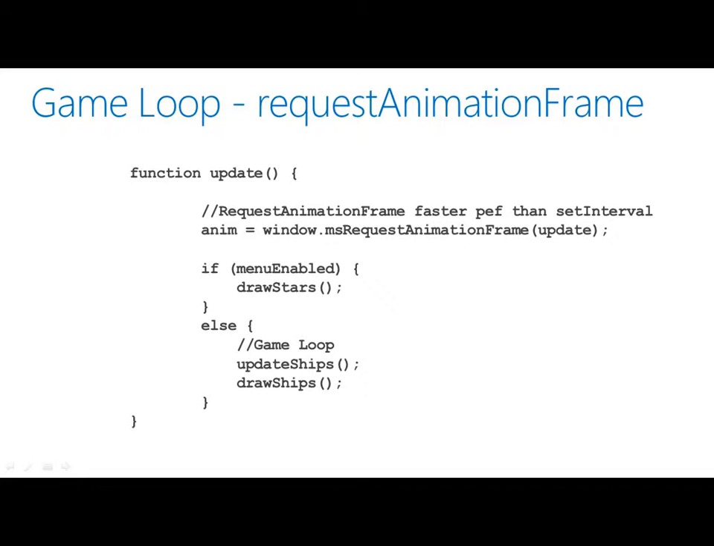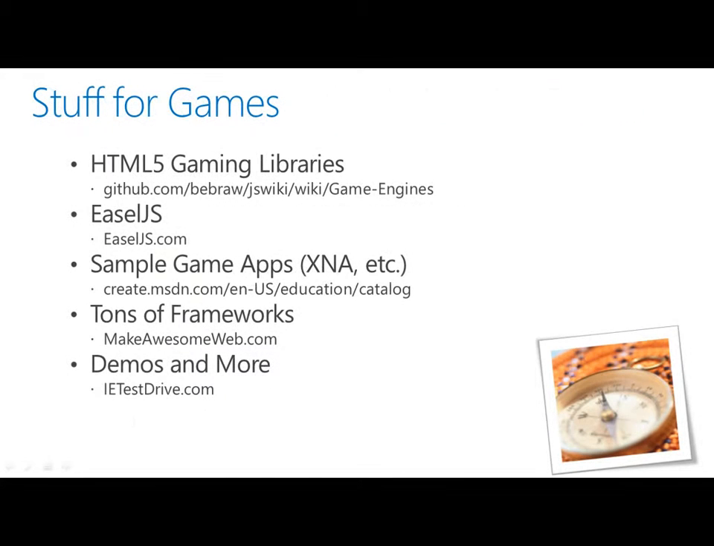And this is a sample from my Space Cadet game. So what you can see here is 30 times or 60 times a second, I'm going through here, and if the menu was clicked, I'm going to draw the stars. Otherwise, I'm going to update my ships and draw my ships. And so I go update, draw 30 times a second.